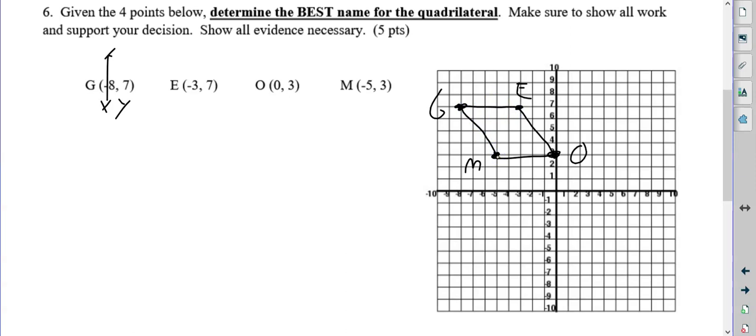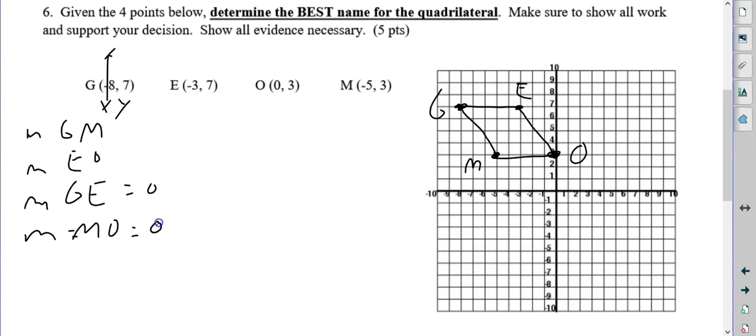Now, there's a few different ways to go about this. For one thing, you can get the slope of everything. Okay? So the slope of GM, the slope of EO, the slope of GE, and the slope of MO. Well, MO and GE are both horizontal lines, so they're both 0.